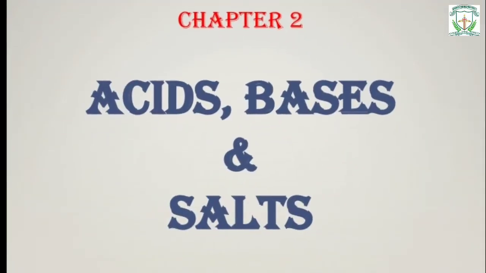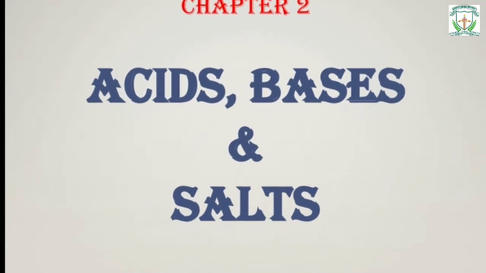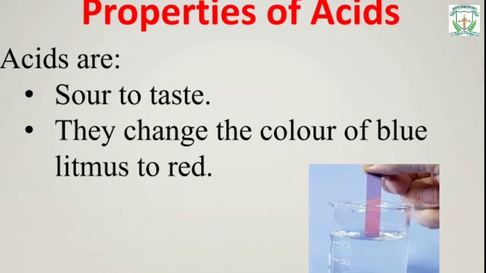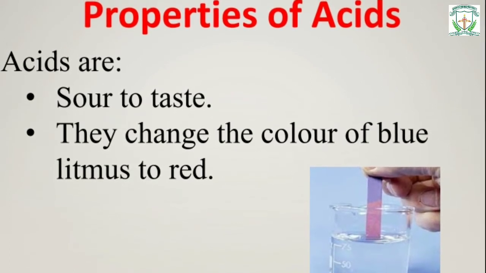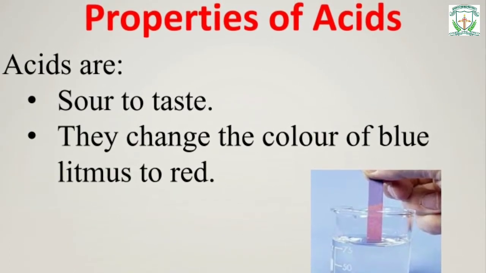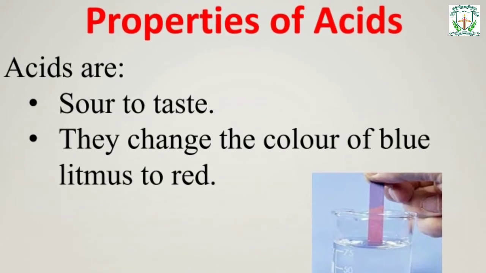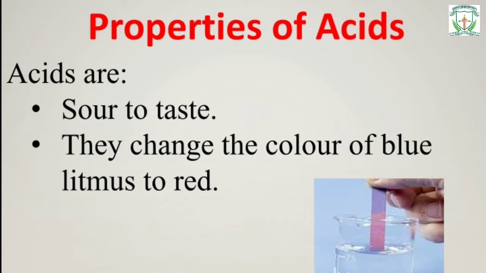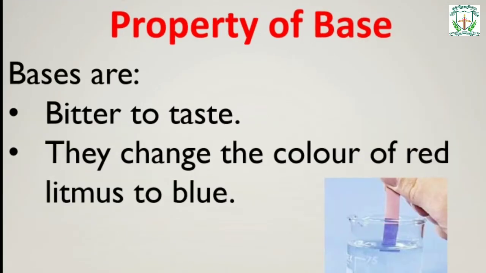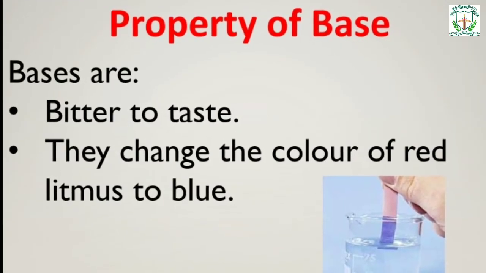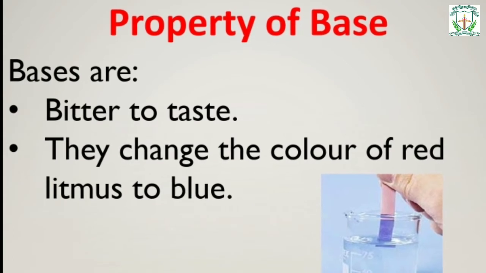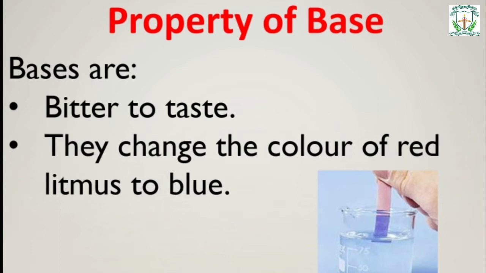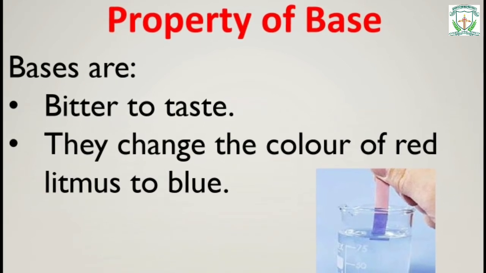Today we are going to continue the lesson acids, bases and salts. In the first session, you studied properties of acids. Acids are sour to taste. They change the color of blue litmus to red. Next, you also studied the properties of bases. Bases are bitter to taste. They change the color of red litmus to blue.